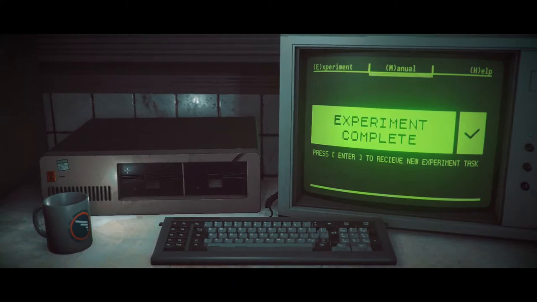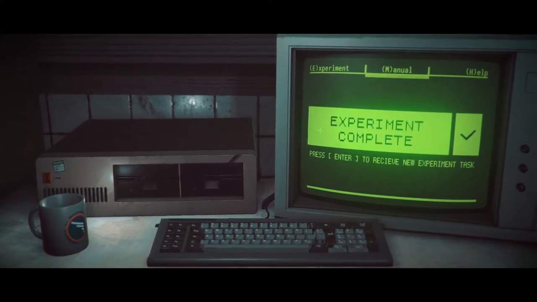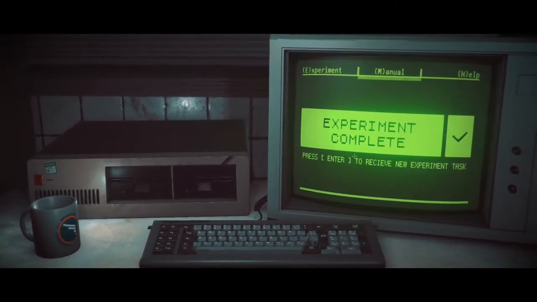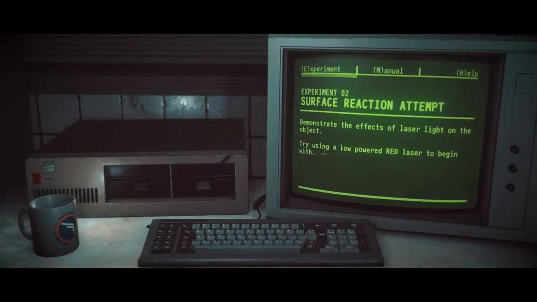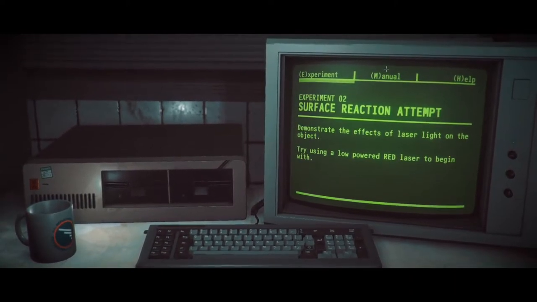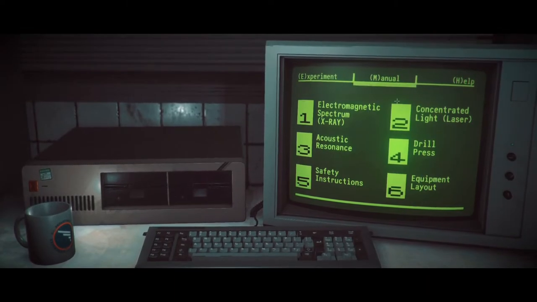I think I have bugs attacking me, but I can't check properly. Press enter. Demonstrate the effects of laser light on the object. Try using a low-powered red laser to begin with. I keep wanting to click things.